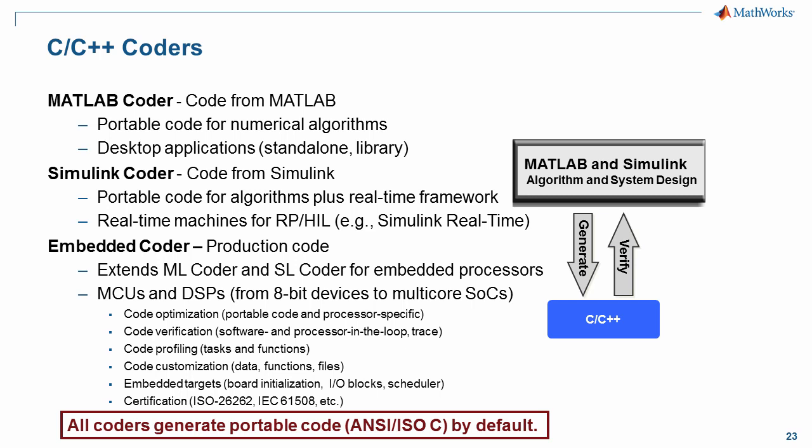There are different kinds of coders. For C and C++, the MATLAB and Simulink coder are extended by embedded coder, which provides capabilities such as code optimization and verification, profiling, customization, support for embedded targets, and certification. All coders generate portable code by default, which means that the generated code can be used on any device.